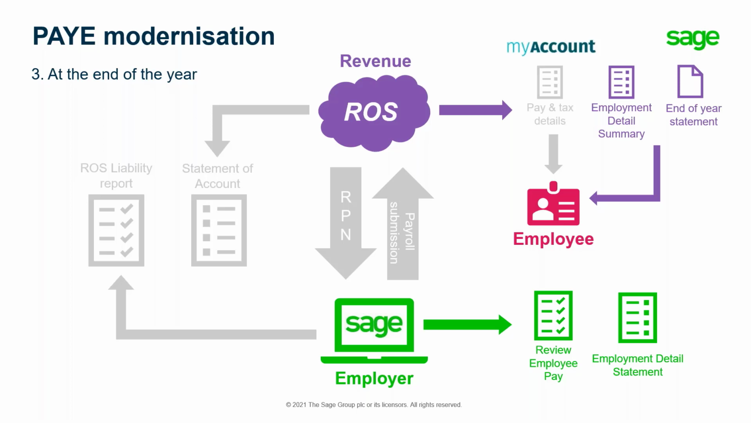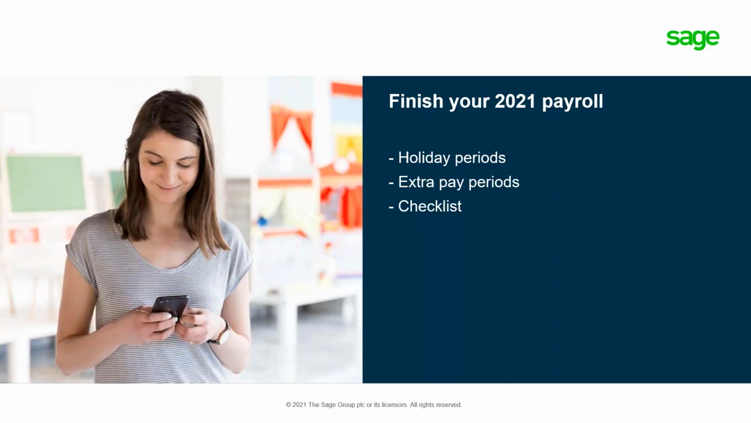But before running the reports and moving on to 2022, there are a few things to check. So we'll go through these now so that you are ready to complete your 2021 tax year processing. We'll start with advancing holiday pay, moving on to extra pay periods, also known as week 53. And then we'll run through a checklist, including some information on current year leavers.